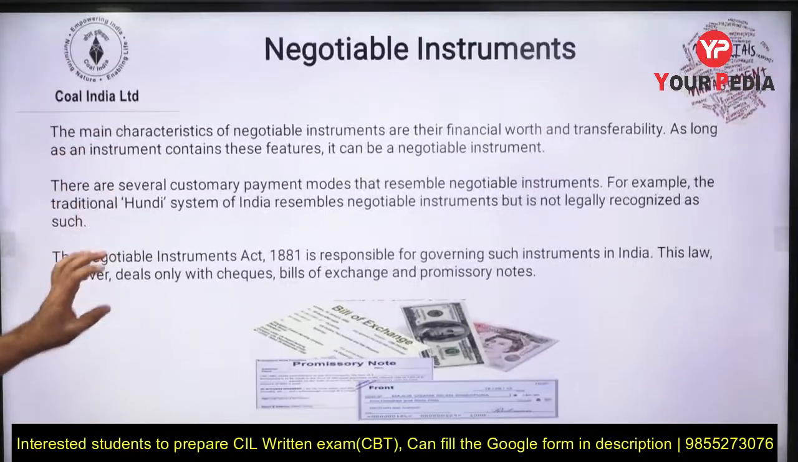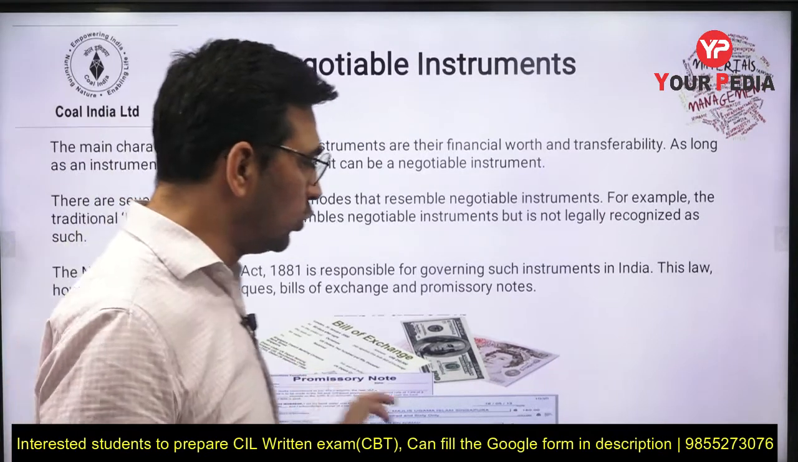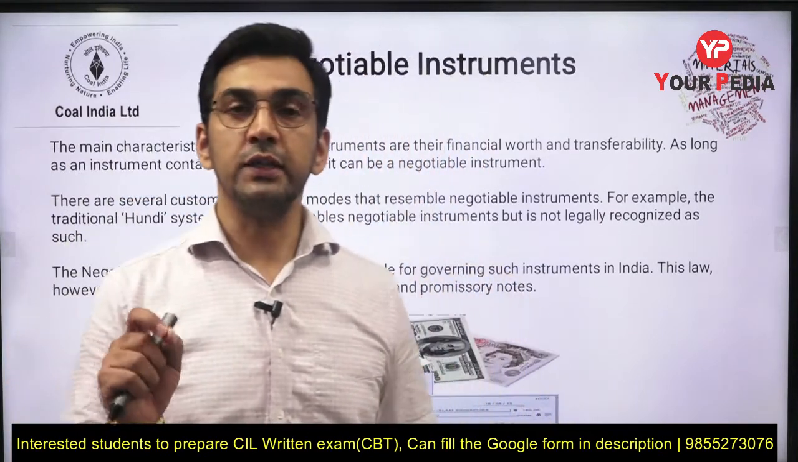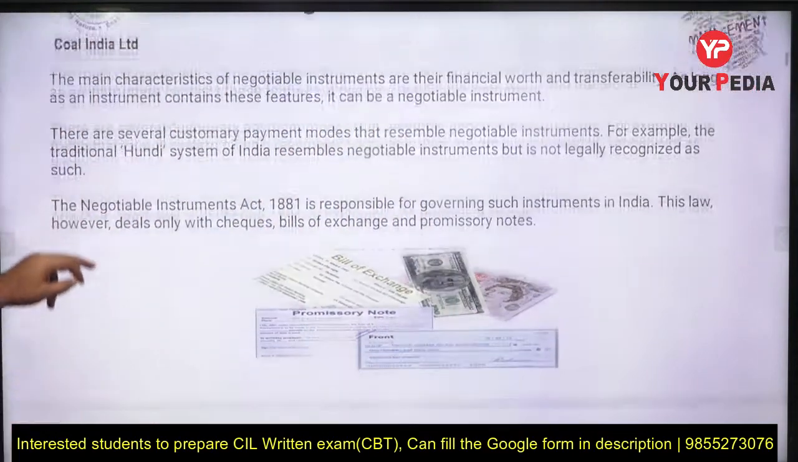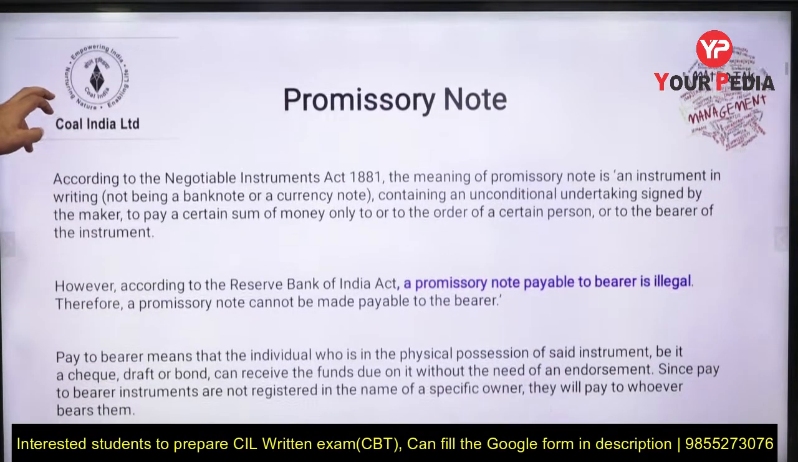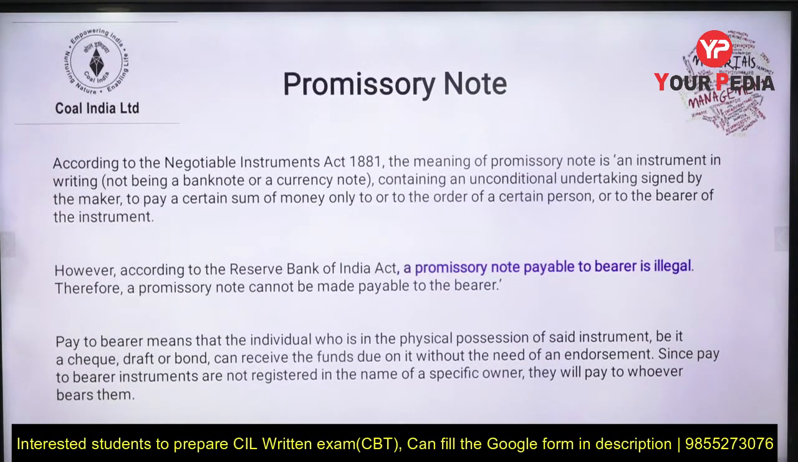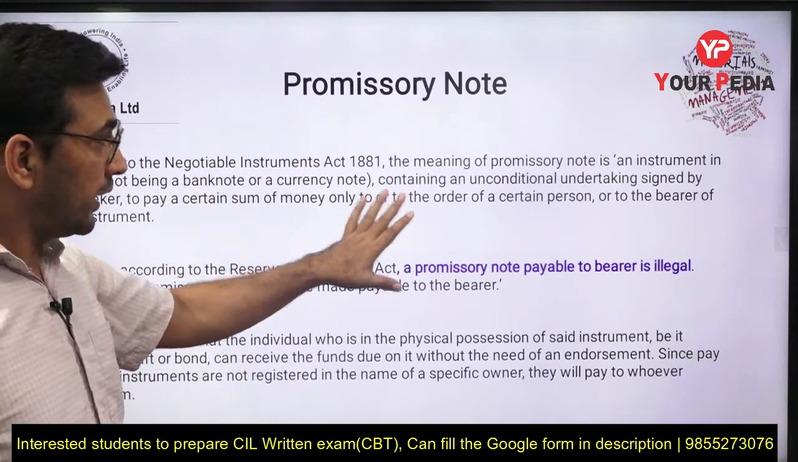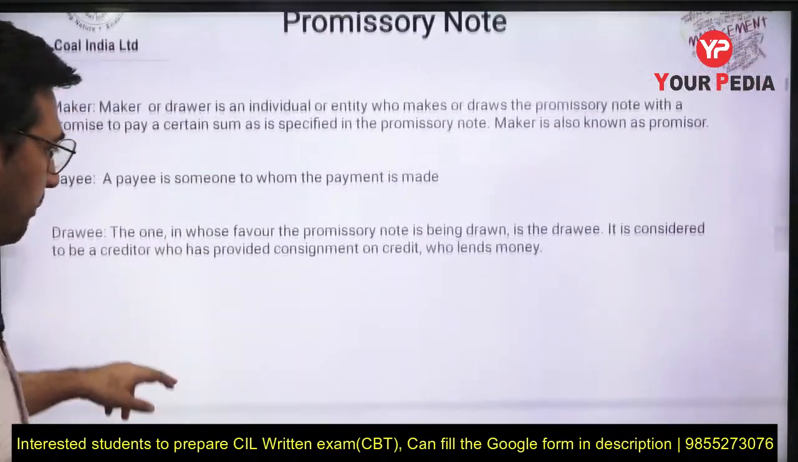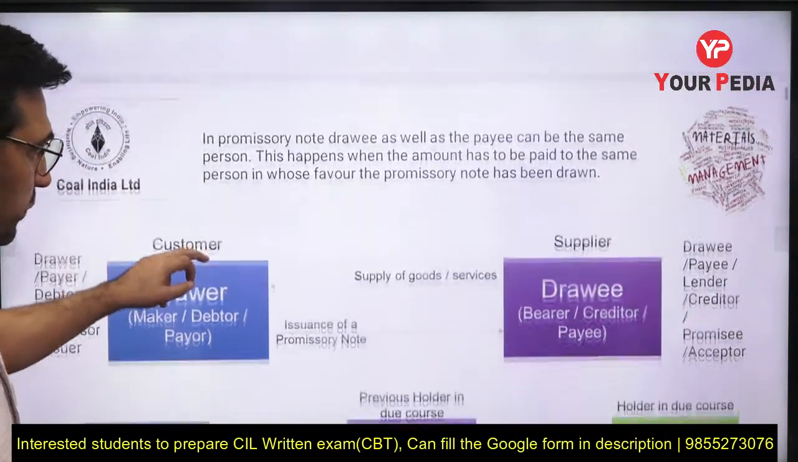Now, in this video I will be discussing two negotiable instruments: one is the promissory note, the other is the bill of exchange. These two instruments I am going to discuss with you. So let us go to the promissory note. Before I read this statement to you, I will explain it with the help of the parties involved.